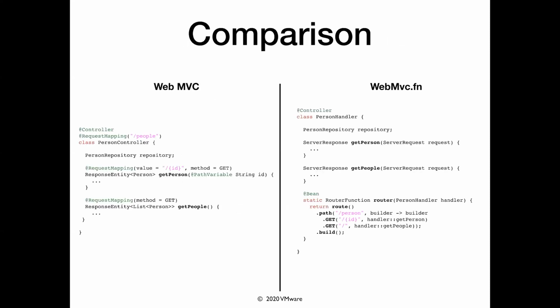So putting them side by side is probably the best idea to make a fair comparison, right? On the left-hand side, we have WebMvc with the annotations. On the right-hand side, we have WebMvc.fn. And then here I have some arrows to actually show you where everything goes, where each part ends up.